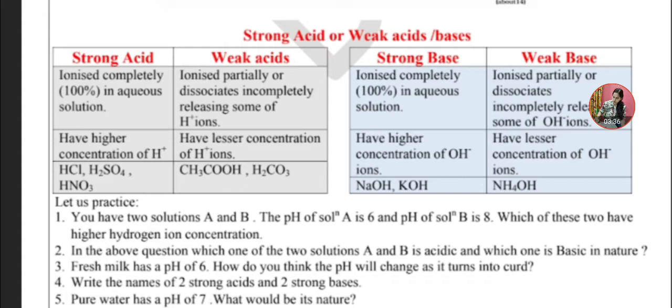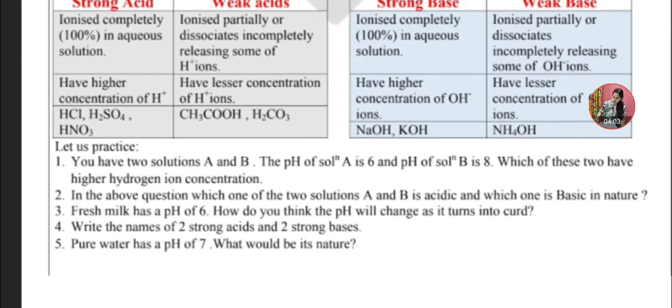Strong bases, students, are completely ionized and produce a higher concentration of OH ions, and weak bases partially dissociate and produce a lower concentration of hydroxide ions. Examples are also there. For strong base, sodium hydroxide and potassium hydroxide, and for weak base, it is ammonium hydroxide.